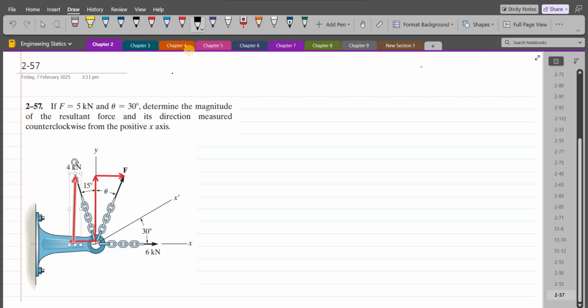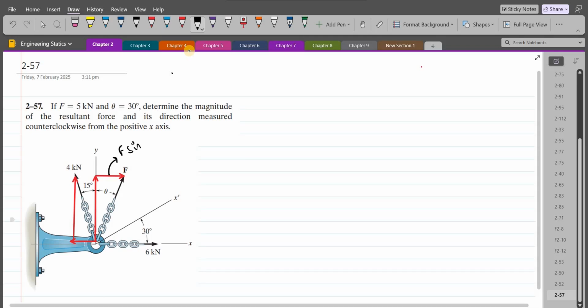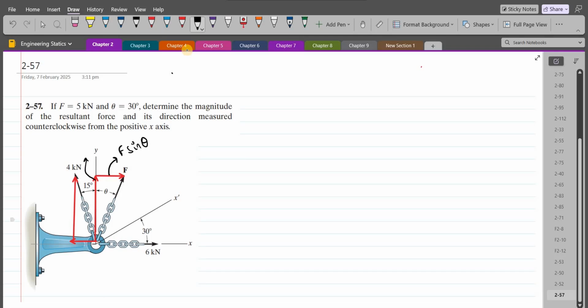Now let's label them. This right here is F sine theta, and the vertical component is F cos theta. If this angle is 15 degrees, it means that angle is also 15 degrees, because they are alternate angles, so they are equal. So the horizontal component of the 4 kilonewton force is 4 sine 15 degrees, and the vertical component is 4 cos 15 degrees. So far we have resolved all of the forces into their components.